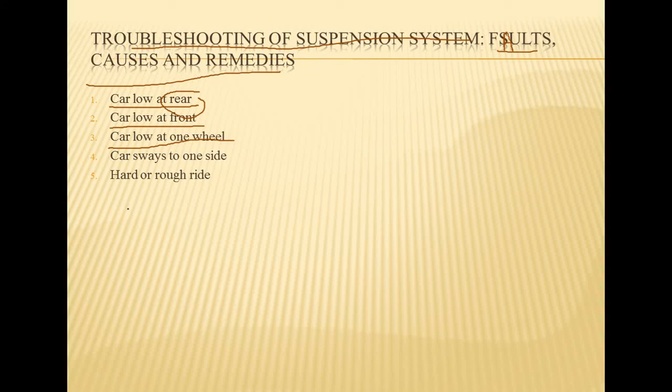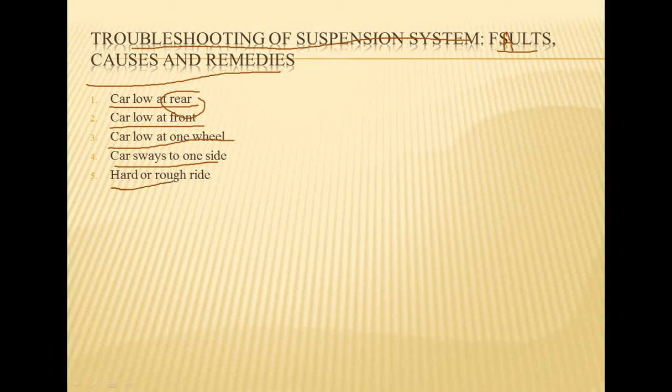Now in the case of car sways to one side, if the chassis is damaged or broken, then we have to check, repair, or if necessary replace it. If the roof rack is overloaded, then check and unload if necessary. If springs are weak or broken, then we have to check and replace if necessary. If the stabilizer bar is loose, then it has to be tightened. And if tire pressure is incorrect, again as in previous points, inflate the tires to correct pressure.